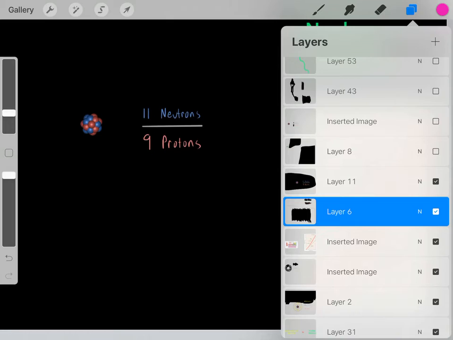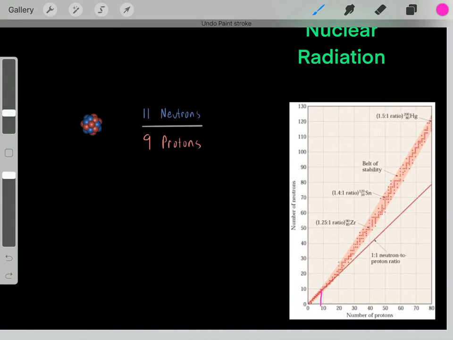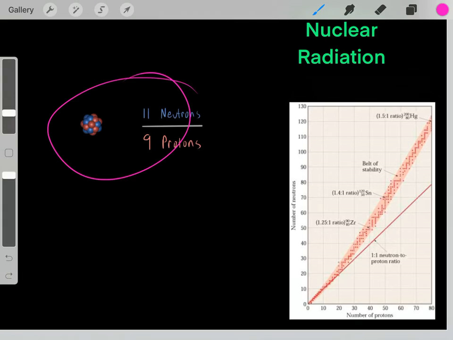However, what if we have a different atom, and maybe this atom has 9 protons and 11 neutrons? Well, if we have 9 protons, then we should have roughly around 9 neutrons. So therefore, if we have 11 neutrons, this is unstable. This is not a stable ratio. So therefore, this is not a stable atom.